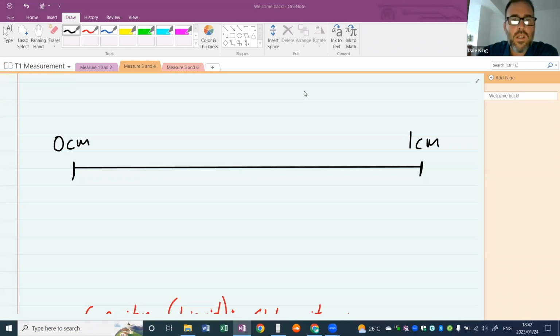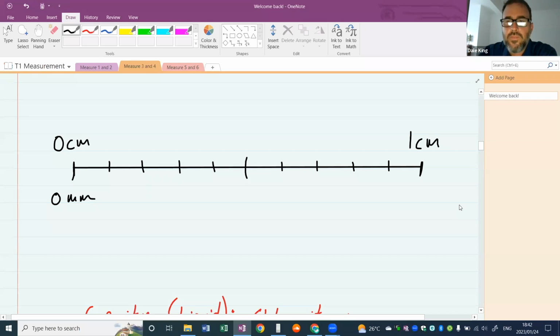So what I'm going to do now is cut this 1 centimeter up into 10. I'm going to try my best to do it equally. Let me count. 1, 2, 3, 4, 5 in the middle. 6, 7, 8, 9, 10. So this 1 centimeter is made up of 10 millimeters. So in fact, at the bottom here, I could write 0 millimeters. And on the right-hand side at the bottom, I could write 10 millimeters. I'm sure you guys are happy with that.